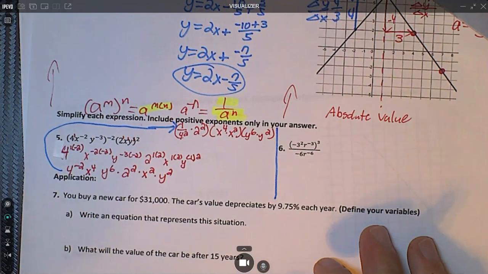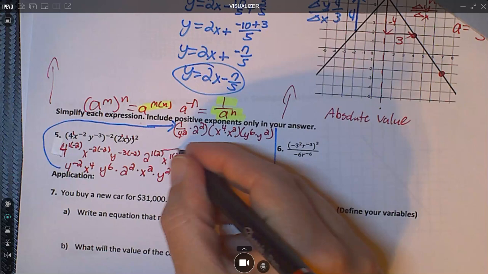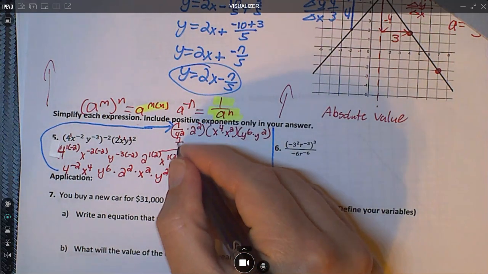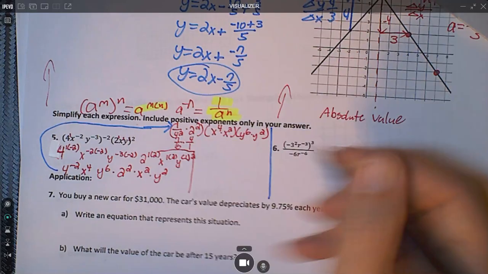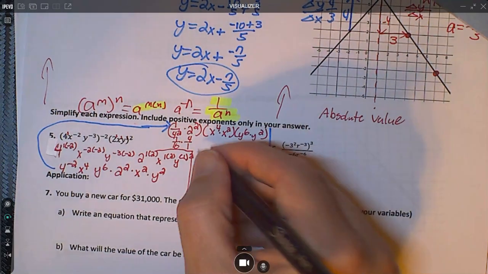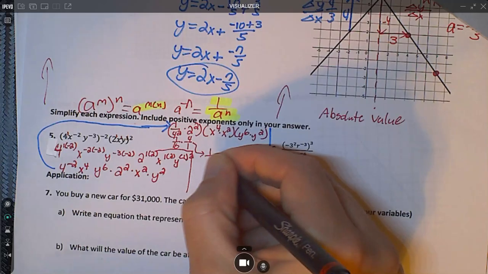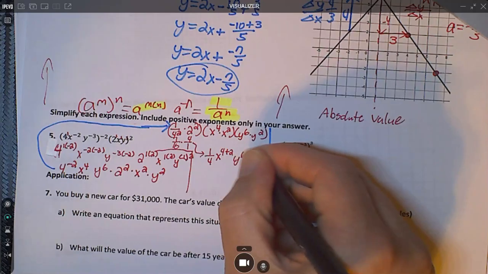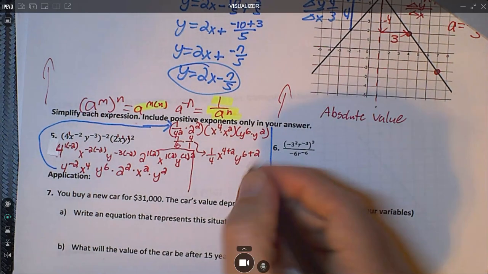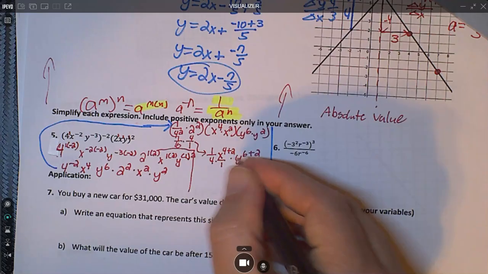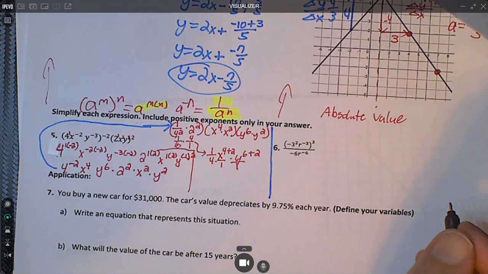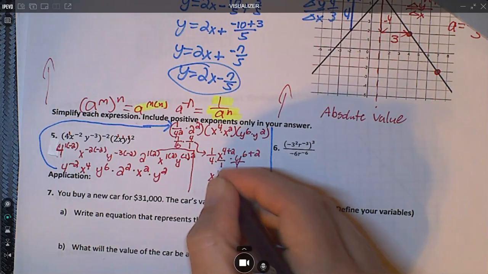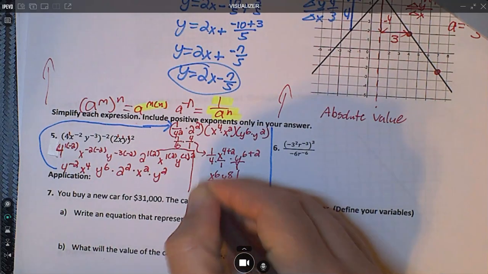Okay, so I know that's a lot. It's 1/16 times 4 over 1, which is 1/4. X to the 4 plus 2, y to the 6 plus 2. And all those are technically happening over 1. So 4 is stuck in the denominator. You get x to the 6, y to the 8. Final answer.